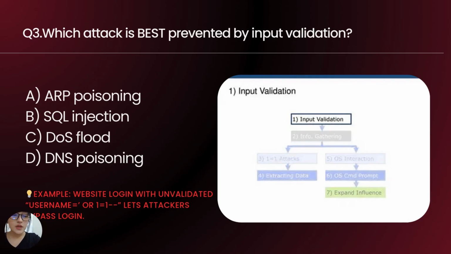What about B? SQL injection. Attackers inject malicious queries in form fields. So input validation stops this. That's the correct one. But let's look at the DoS flood and DNS poisoning. So C is DoS flood. It is mitigated by RAID and rate limiting firewalls, not input validation. What about D? DNS poisoning. DNS poisoning is prevented by DNS security, not input validation. So the correct answer is SQL injection.